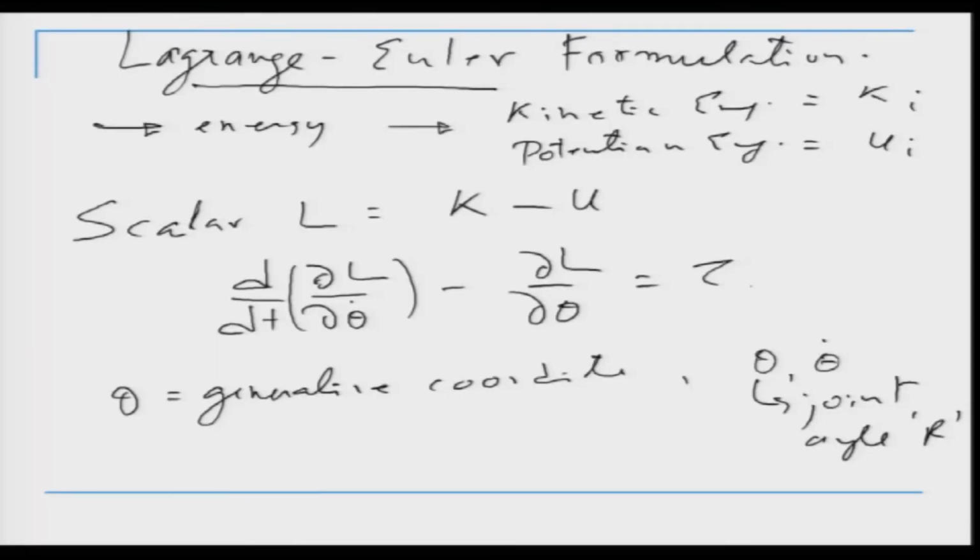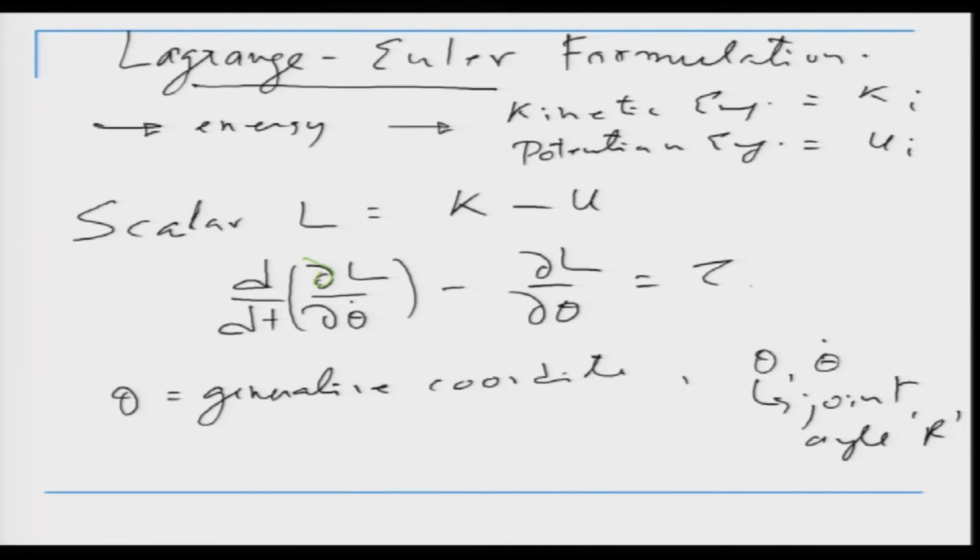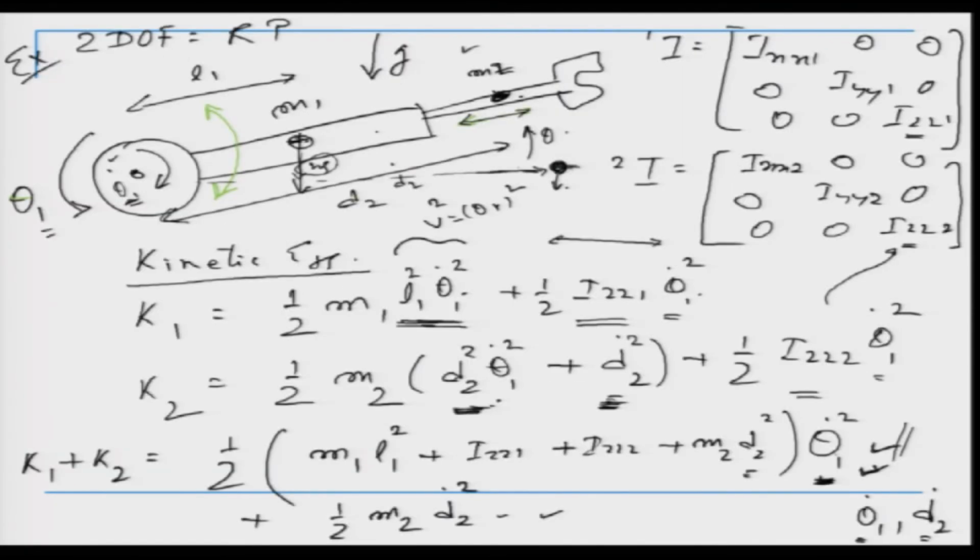So, what we saw today is how to compute dynamics using the Lagrangian Euler method, which is an energy based method in which we find the kinetic energy of the link, then we find the potential energy of the link, we construct a Lagrangian function by taking the difference of the kinetic energy and the potential energy, and then put it in the equation of motion and find the torques. This was done for a very simple example.